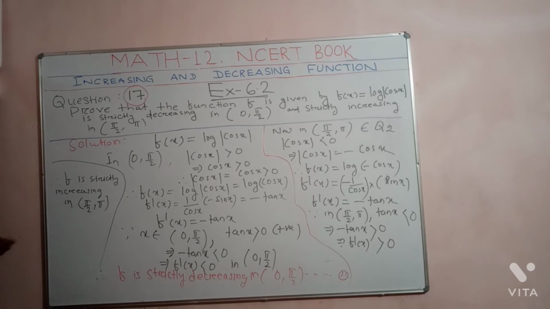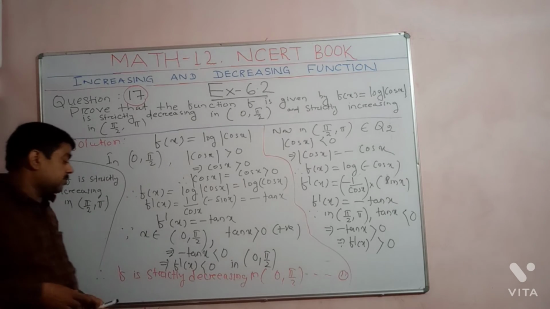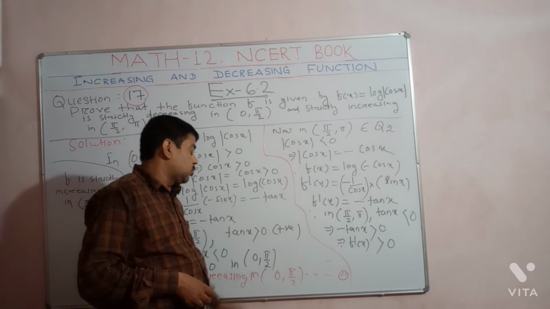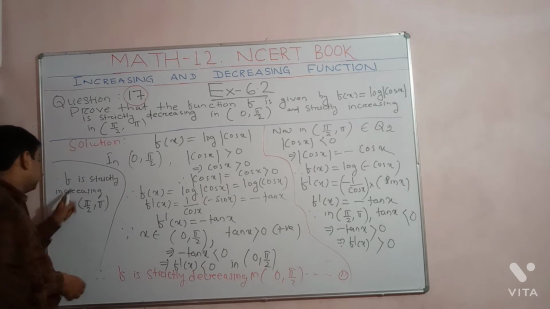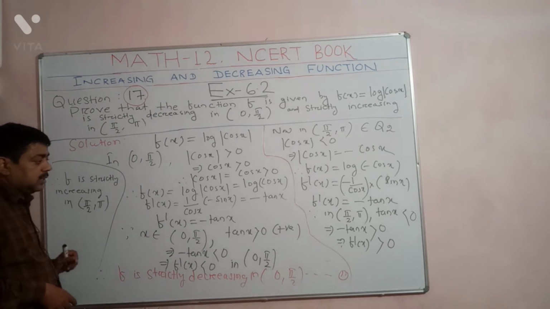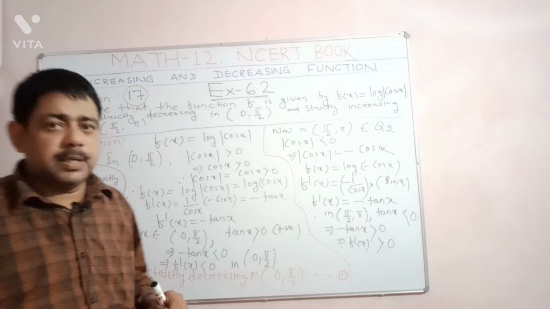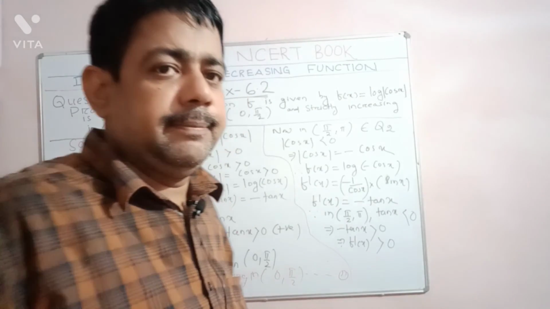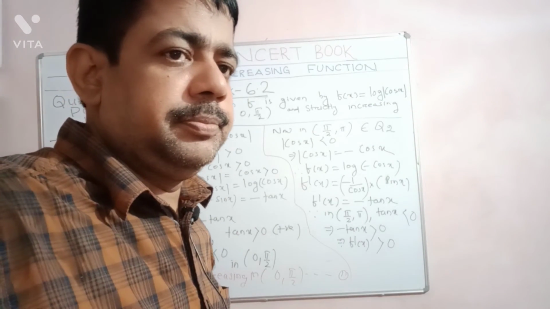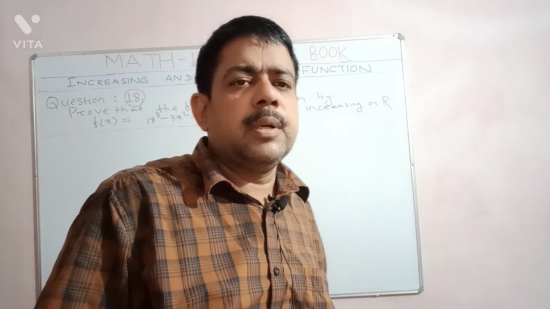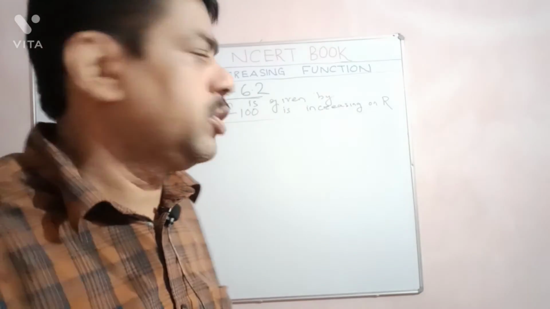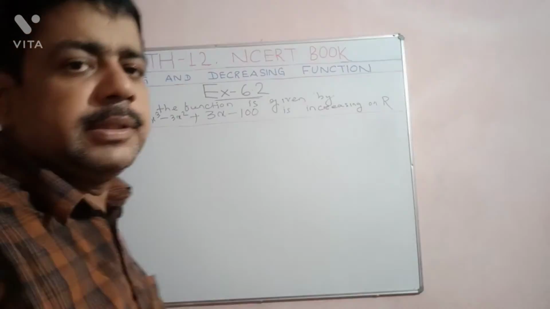Thus, in the first point we got the f is strictly decreasing in the interval 0 to pi upon 2 in the first quadrant, and the function is strictly increasing in the second quadrant, pi by 2 to pi. Understand or not? Okay. Thank you. So, dear students, here I am discussing question number 18.